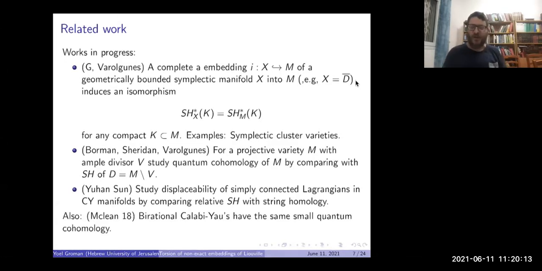that birational Calabi-Yaus have the same small quantum cohomology. And I think it also is in this family of results, in the sense that it compares, it's related to this. It's not exactly within, but okay.